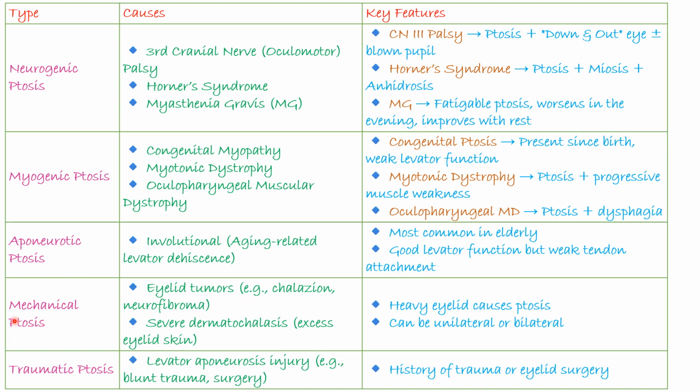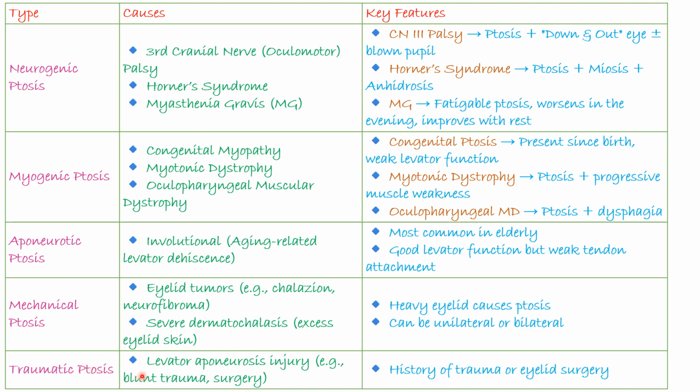So the next one is mechanical ptosis, when you have a heavy eyelid that even elevating the eyelid is difficult. So this is when you have maybe eye tumors such as neurofibroma, or you can have chalazion. You can also have severe dermatochalasis. This is excess skin. This is excess eyelid skin. So in key features, this is usually a heavy eyelid causing ptosis. It can be unilateral and can be bilateral.